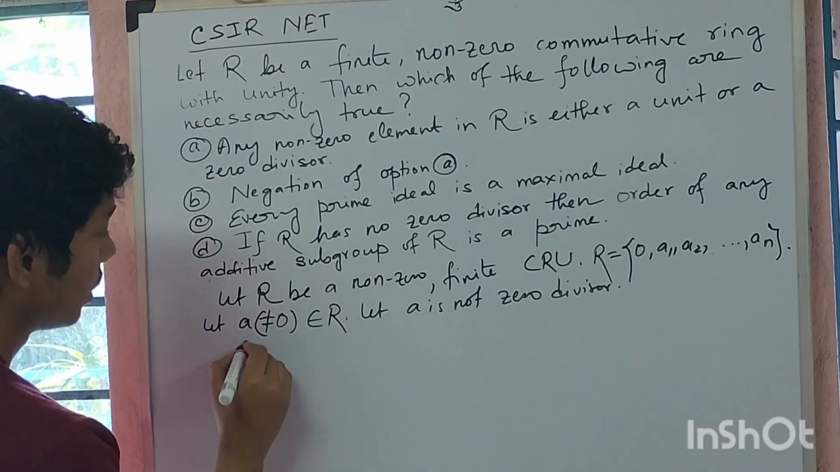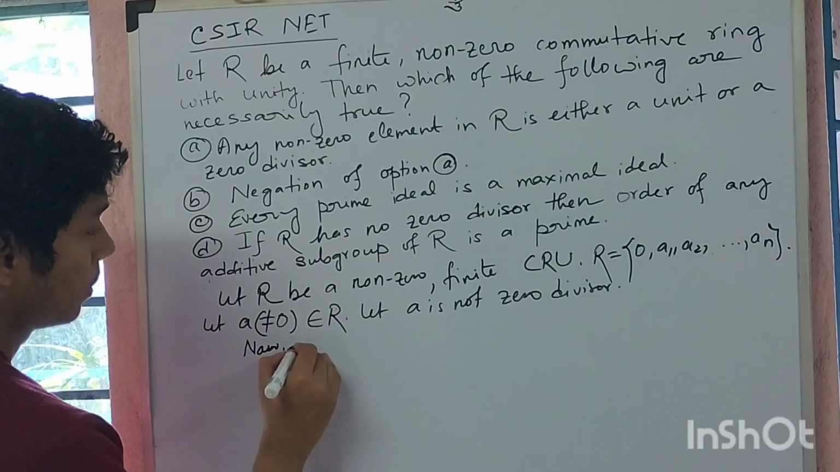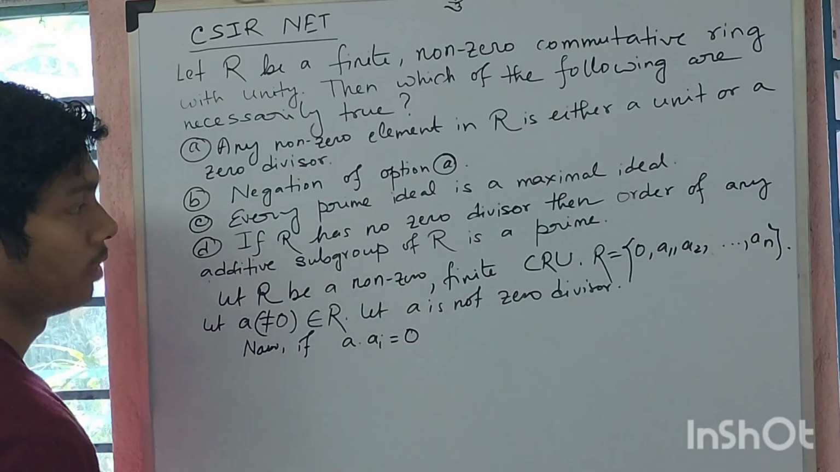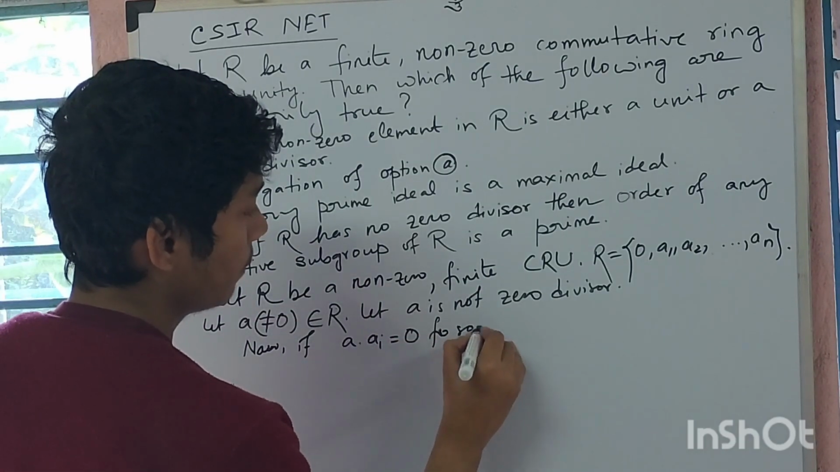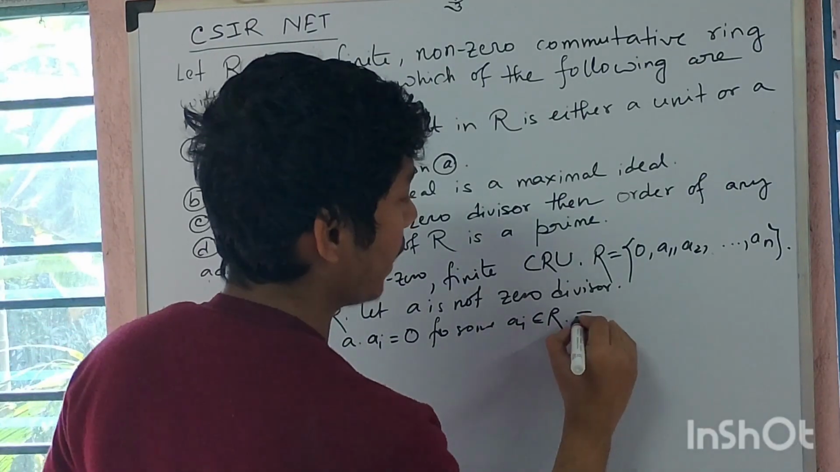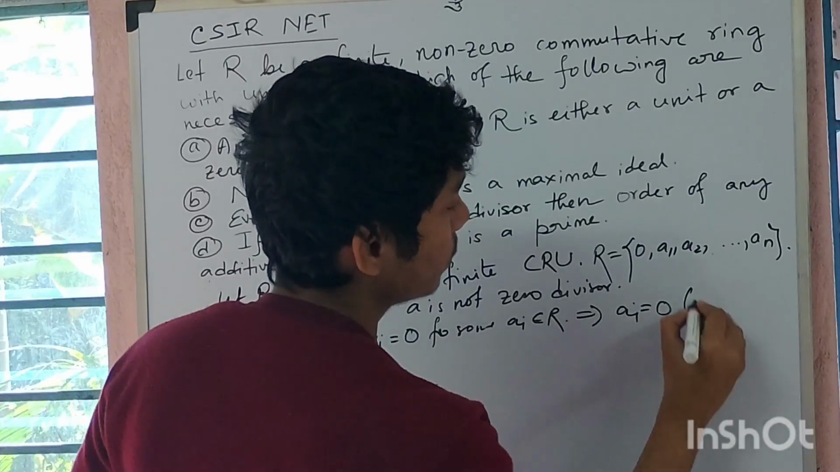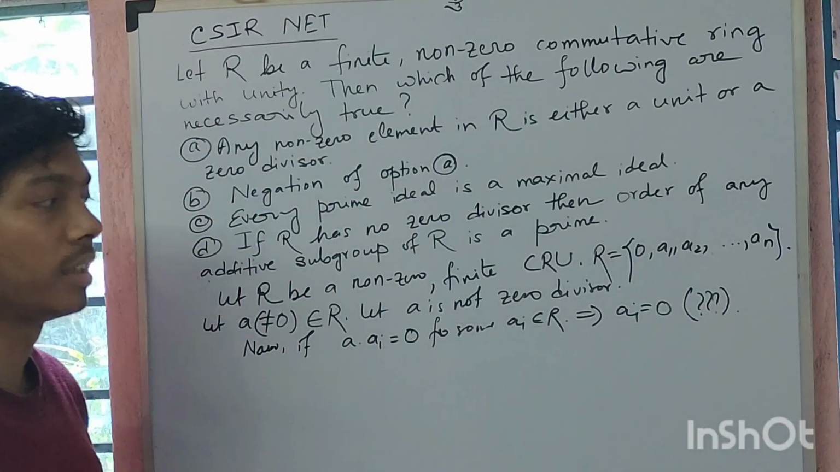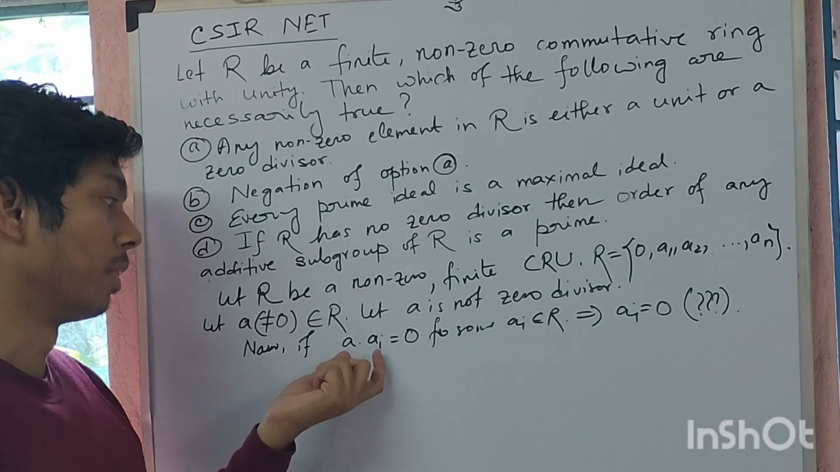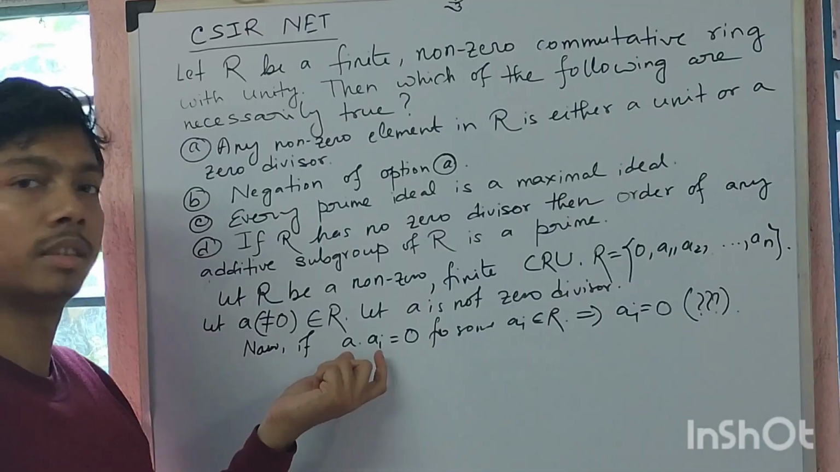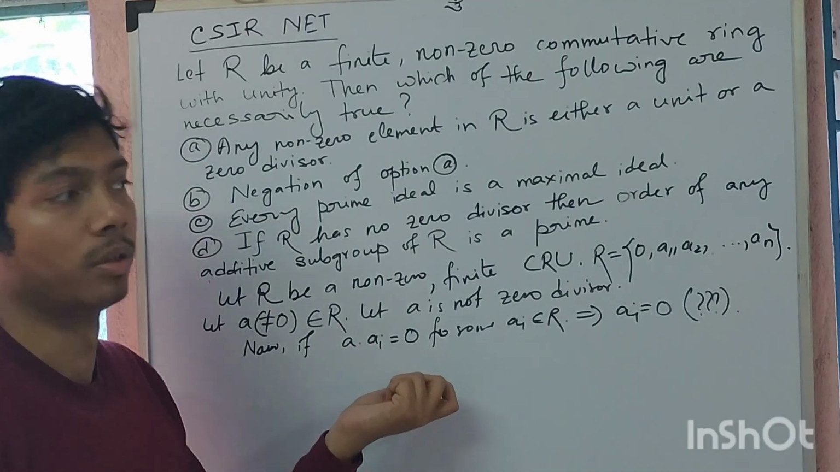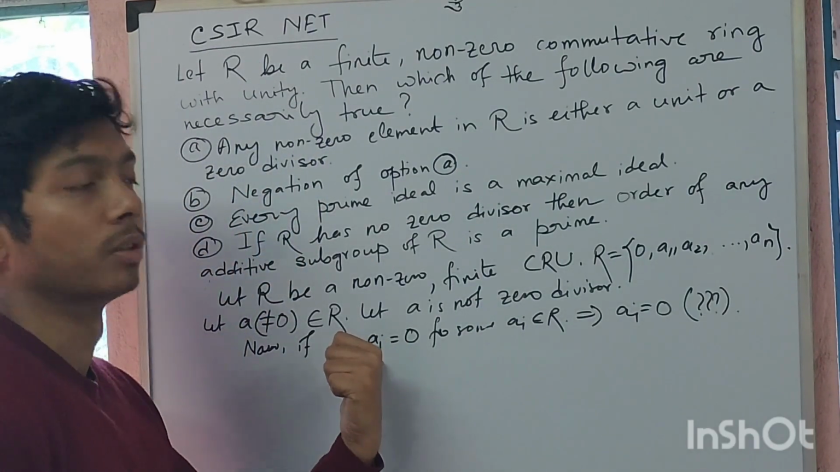Now if a into ai equals 0 for some ai belonging to R, what does it imply? It implies that ai equals 0. What is the reason behind it? Because a is not a divisor of 0. That's why the product of two non-zero elements under multiplication cannot give you 0. So ai is forced to be 0.